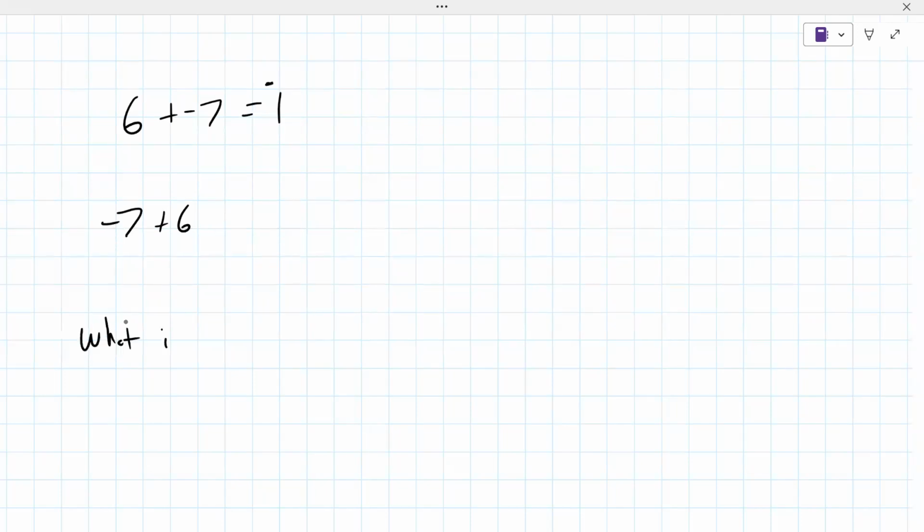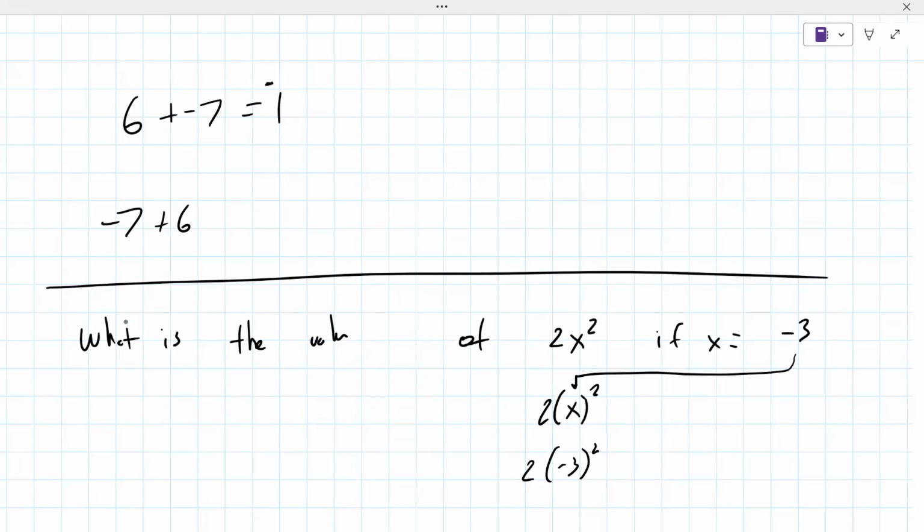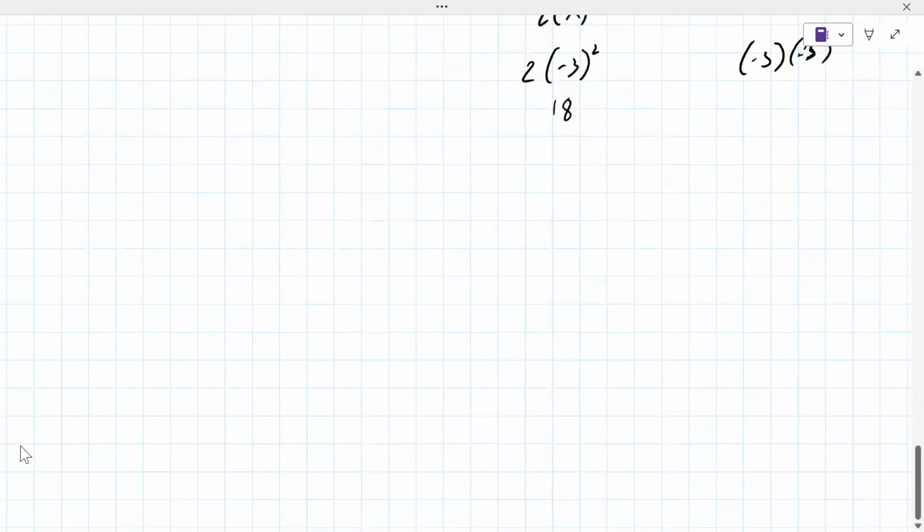So what is the value of 2x squared if x equals -3? Negative 18. So you have to treat the variable like it's in parentheses, and that's where the number goes. So you actually square first. Square the negative three. Negative three times negative... Oh, wait. I forgot to change it to a positive. So that would be 18. We'll do 18. Okay.